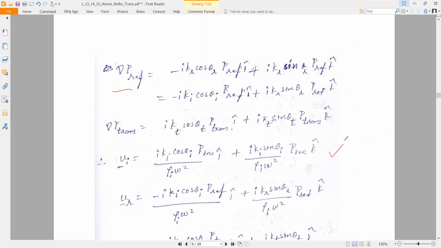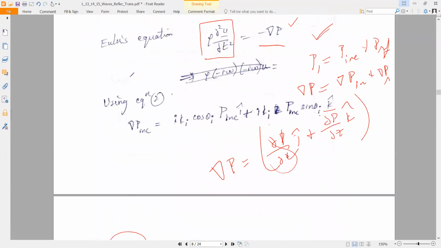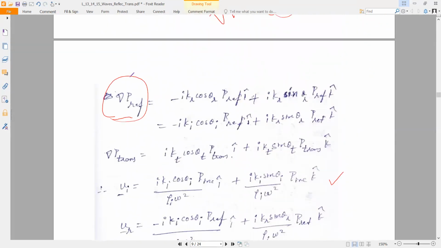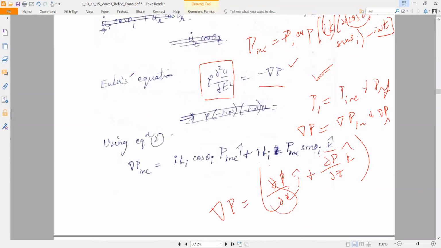Likewise, the corresponding particle velocity of the reflected wave can be written in terms of the gradient of the reflected wave. How did this come? I hope you guys are now familiar with taking partial derivatives. For the benefit of all, let me just expand this. So we have already identified the gradients.